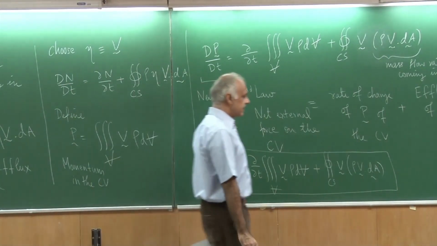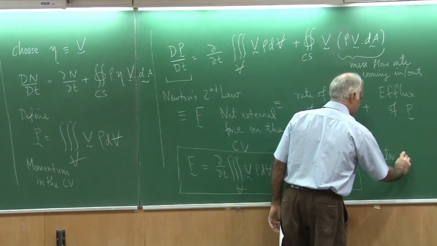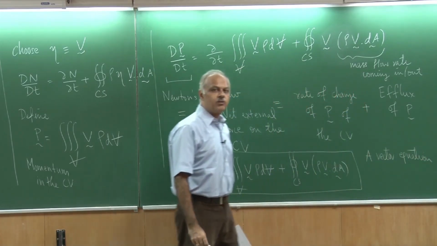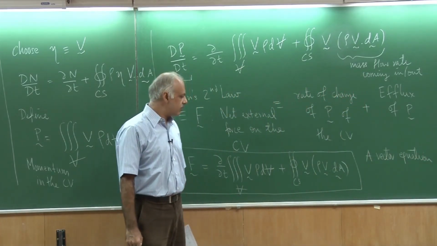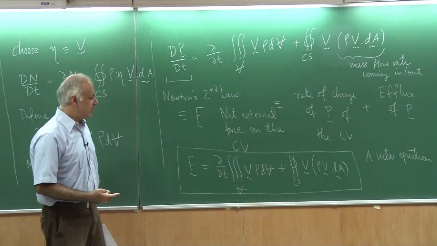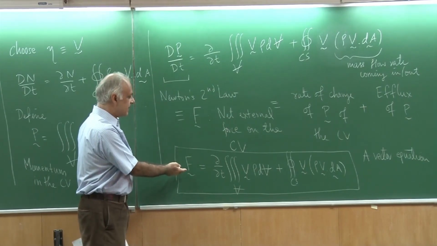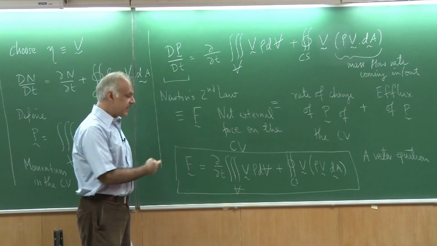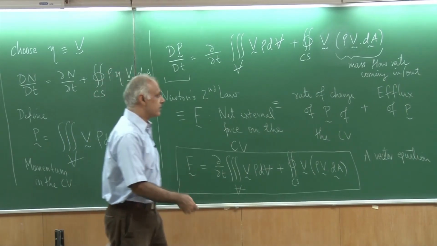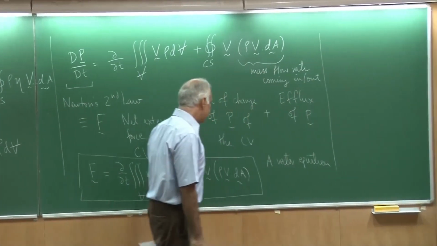Notice this is a vector equation. So, unlike what you did for the mass balance, where you got a scalar equation, this time we have got a vector equation. So, this is going to have different components. For example, in 3 dimensions this would give me 3 scalar equations. In 2 dimensions it would give me 2 scalar equations. So, let me explicitly write that for you.